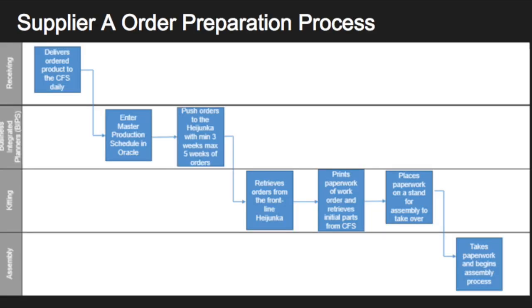The scope of the project will focus on Supplier A's assembly and manufacturing process, beginning with order preparation. Receiving delivers all the parts needed to complete the manufacturing process to an internal receiving area Supplier A refers to as Pickup Area Number 1. After that, supply chain analysts enter work orders into the master production schedule in Oracle.